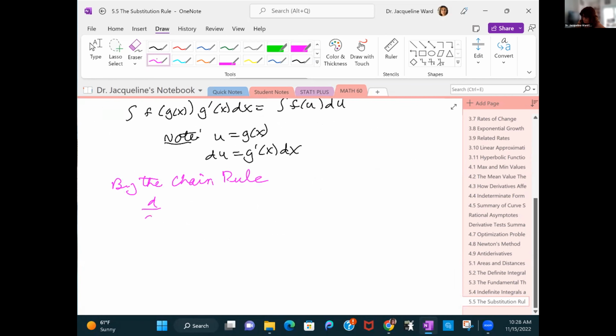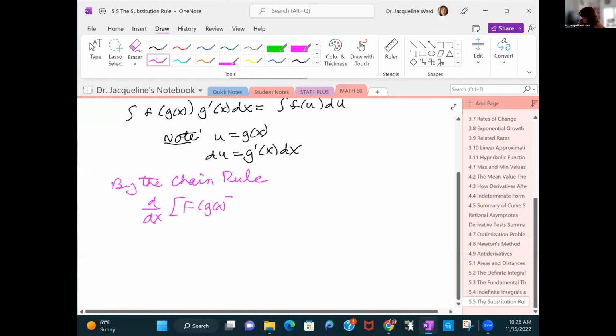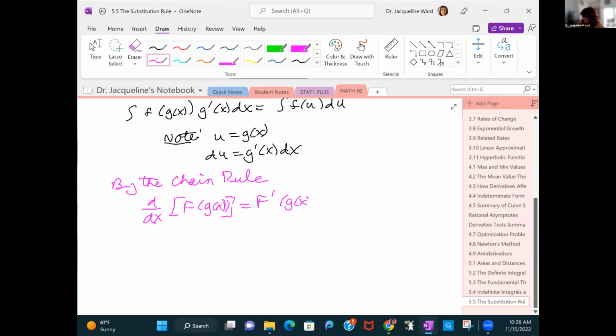Right, by the chain rule, d/dx of f of g of x is f prime of g of x times g prime of x.